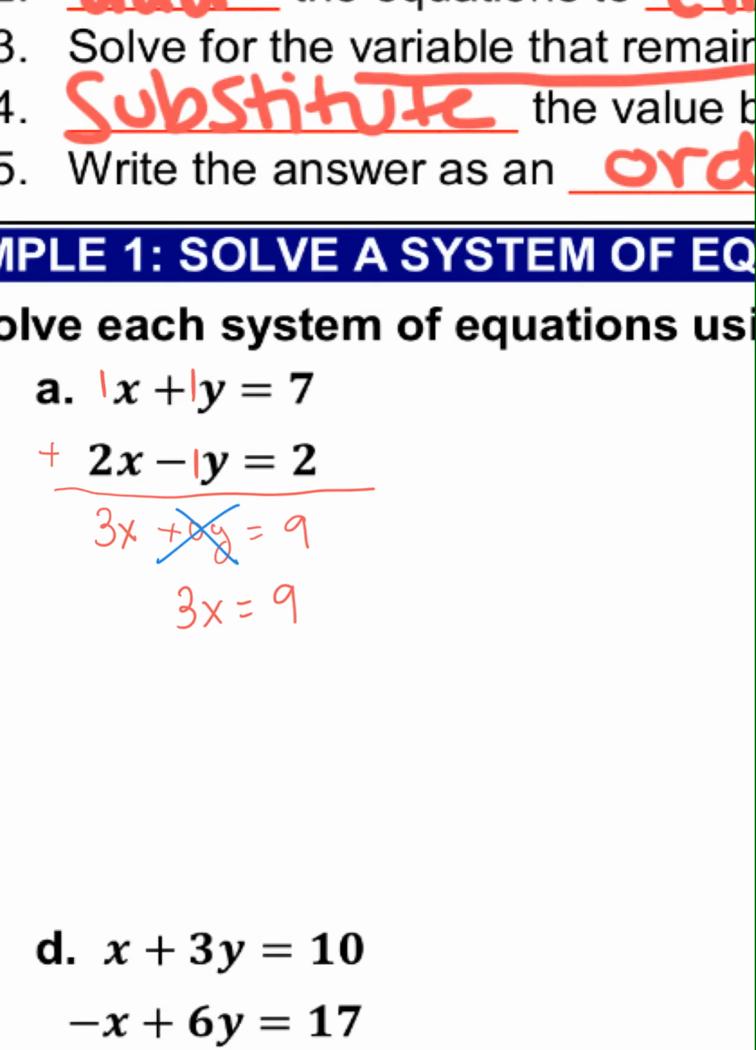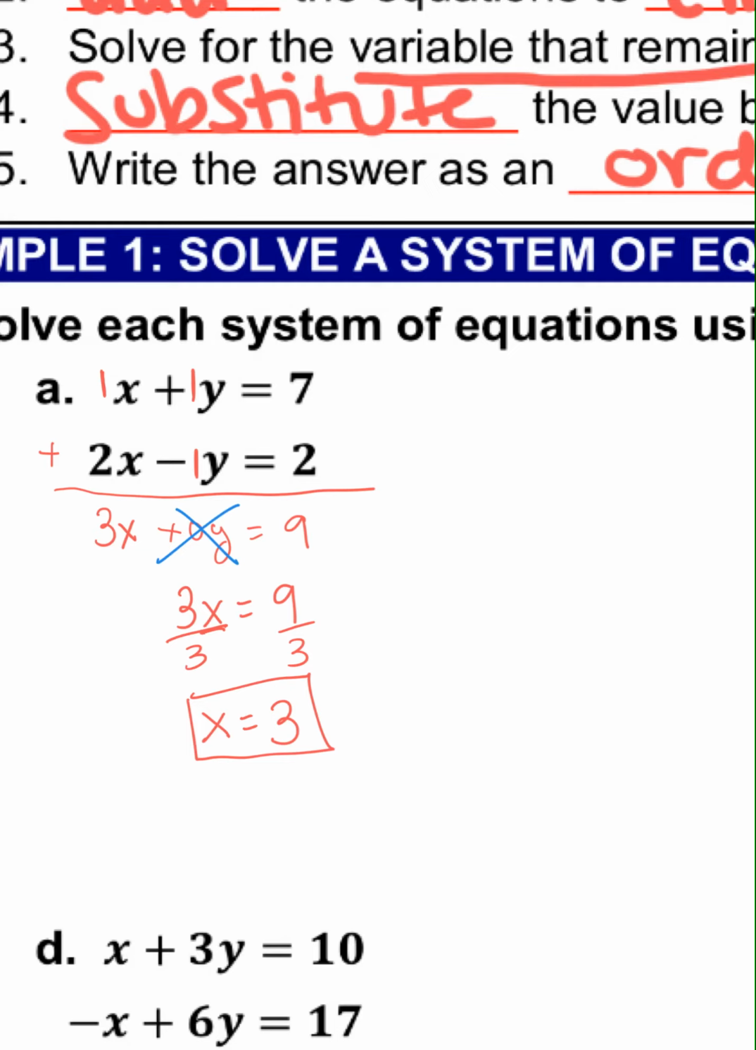All right, now we just need to solve for the remaining variable that's left over. In this case is x. So we're going to divide both sides by 3, and we're going to get x equals, well, 9 divided by 3 is 3. So that is our first answer. Remember, we need to write our answer as an ordered pair, so we need 2 numbers. This is just our first one.